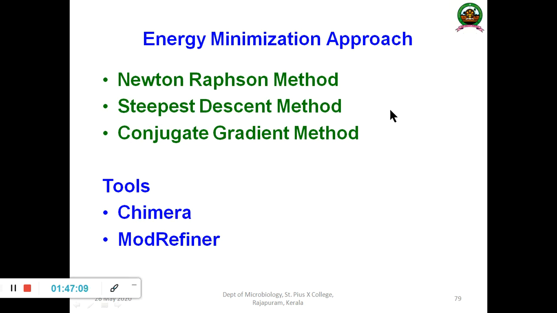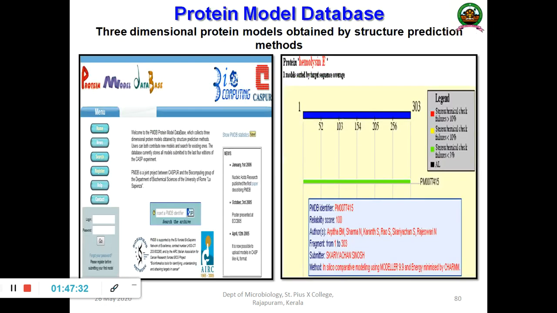And how will you minimize the protein? I told you, you should minimize the protein and make sure that you compare the energy. What is the energy before minimization, or before you start doing the model, and what is it after the minimization? The tool called Chimera you can use, and similarly ModRefiner you can use. By using these tools you can minimize it, and the minimized structure you can use.